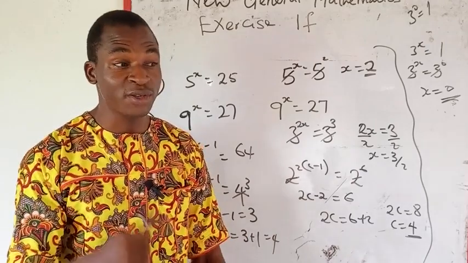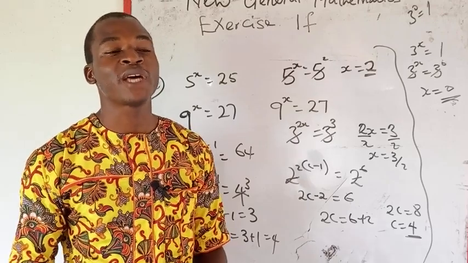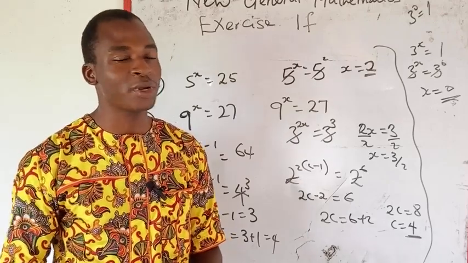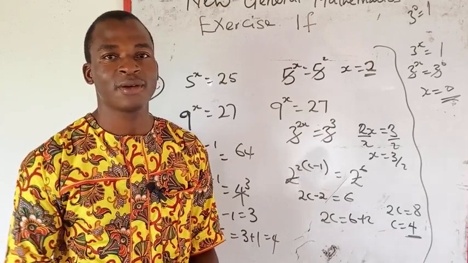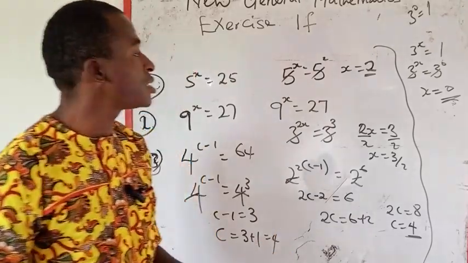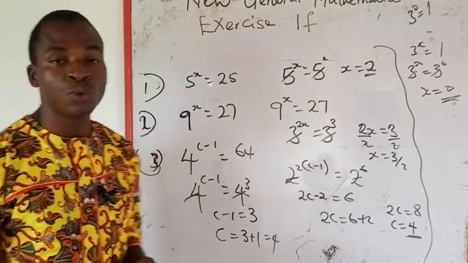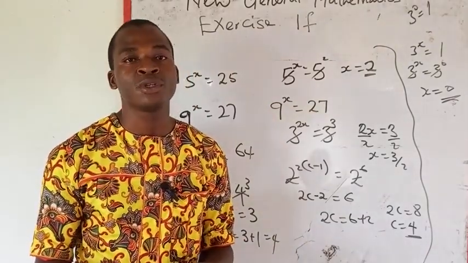Because anything raised to power 0 is equal to what? 1. So if I'm giving you a question that needs a base of x, you say x raised to power 0 is equal to what? 1. It helps you to be able to do your evaluation. So this is how equation of indices where the unknown is at the power is solved.